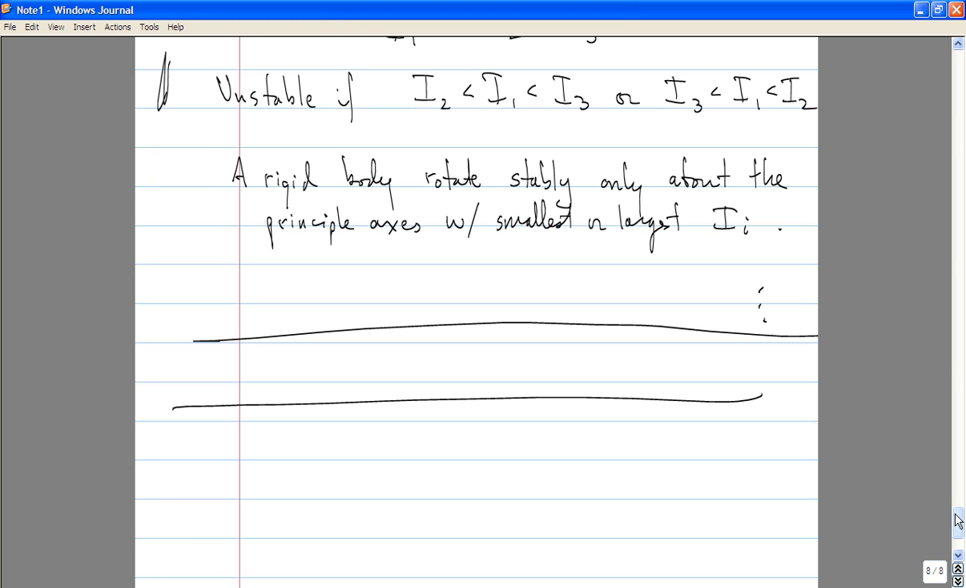Yes. Is there any way to have a rotation that's stable around an axis which is not a principal axis? The answer is no, and I invite you to try and prove that. I've already proven it, so I invite you to try and prove it yourself. Any other questions?